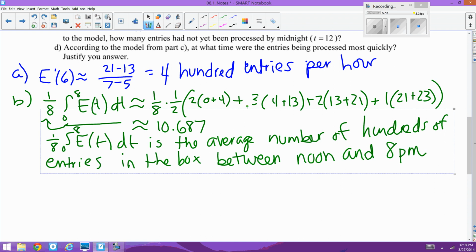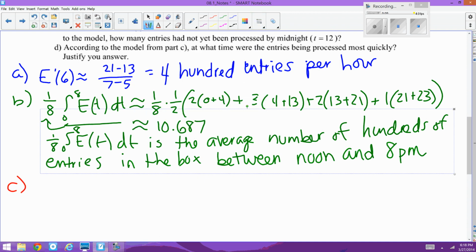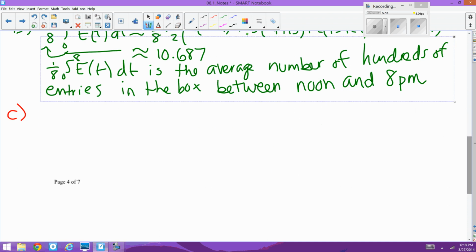There we go. So that's enough to answer the question. Let's keep going. Part C. At 8 p.m., they process it by the equation. So how many entries had not yet been processed by midnight? Well, we have 2,300 entries there at midnight.